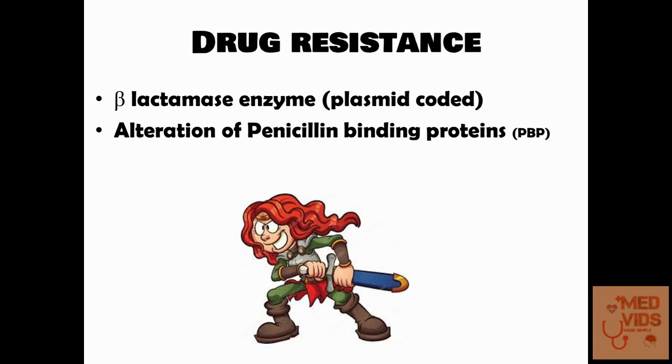Another mechanism is by alteration of penicillin binding proteins, which are abbreviated as PBPs. Actually, drugs like penicillins will bind to these proteins, the penicillin binding proteins which are present on Staphylococcus aureus bacteria, and inhibit the cell wall synthesis. Okay, so since there will be alteration of penicillin binding proteins, the penicillin antibiotics cannot bind to these proteins, and hence they cannot carry out the action. These are the two common mechanisms by which these bacteria develop drug resistance.